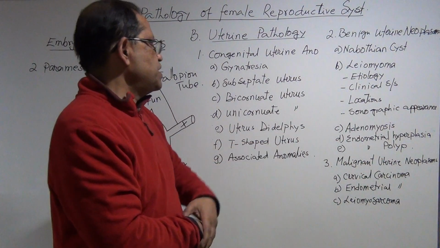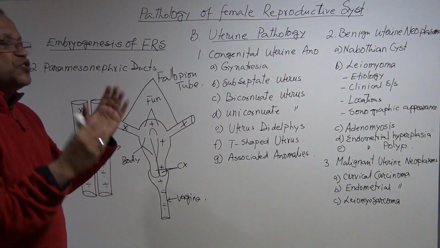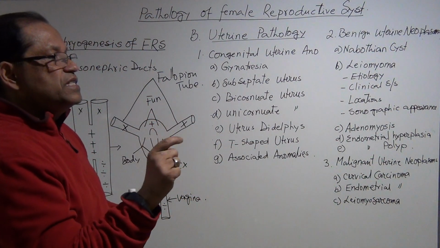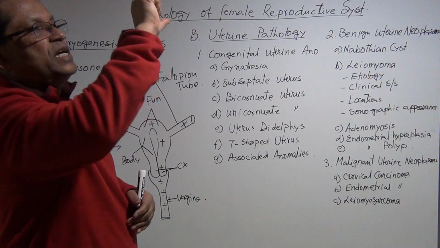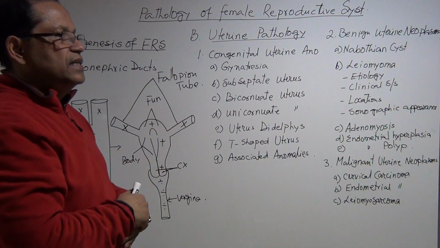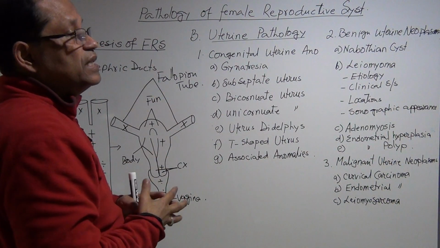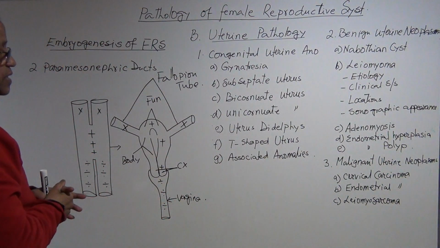And the T-shaped uterus, it is a very small uterus. The cervix is there, and over the cervix the fundus and body is horizontal, and the pregnancy is not possible in that uterus.